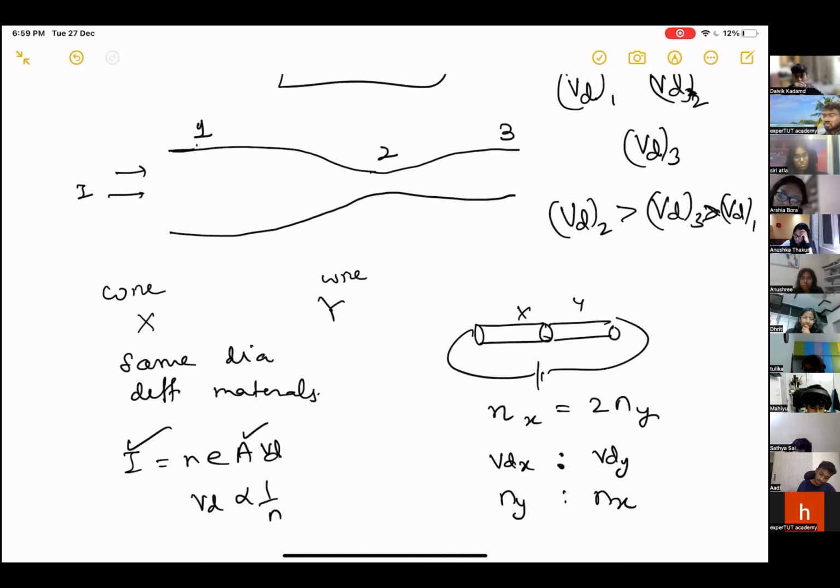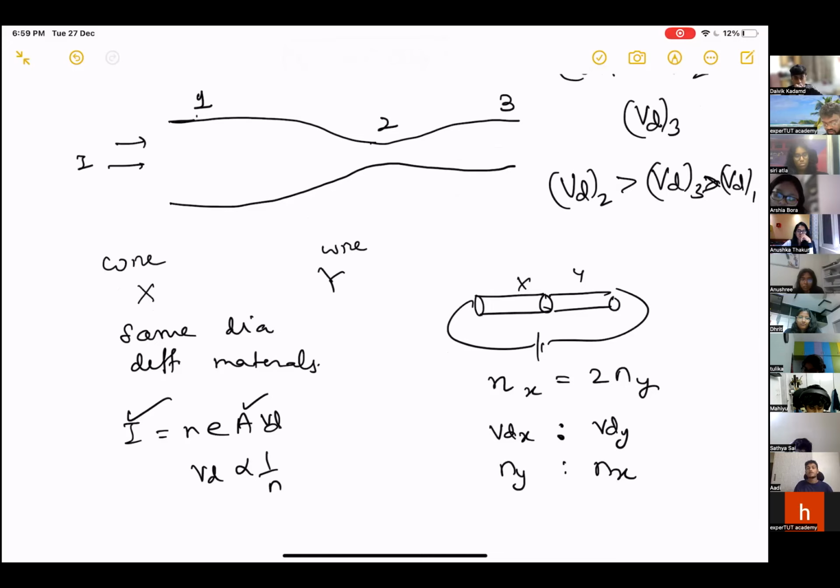Yes or no? And NY to NX should be, am I doing something wrong? Isn't it 2:1? Yes, 2:1. But I is equal to NEAVD and VD is equal to I by NEA. What is the same in both? The radius is the same, isn't it? I mean, the area is the same.